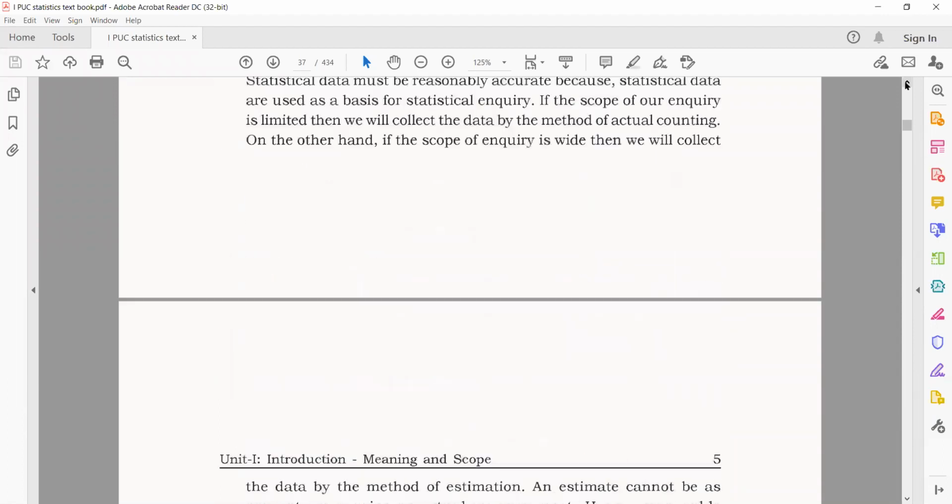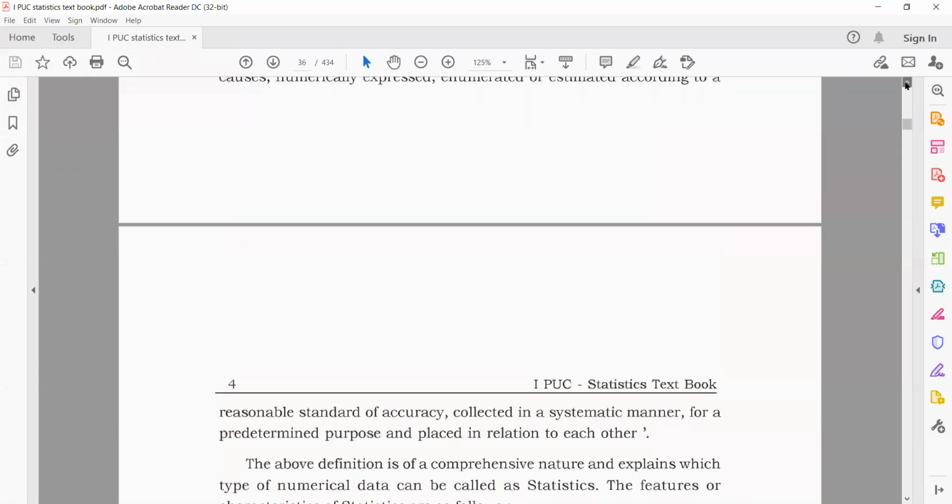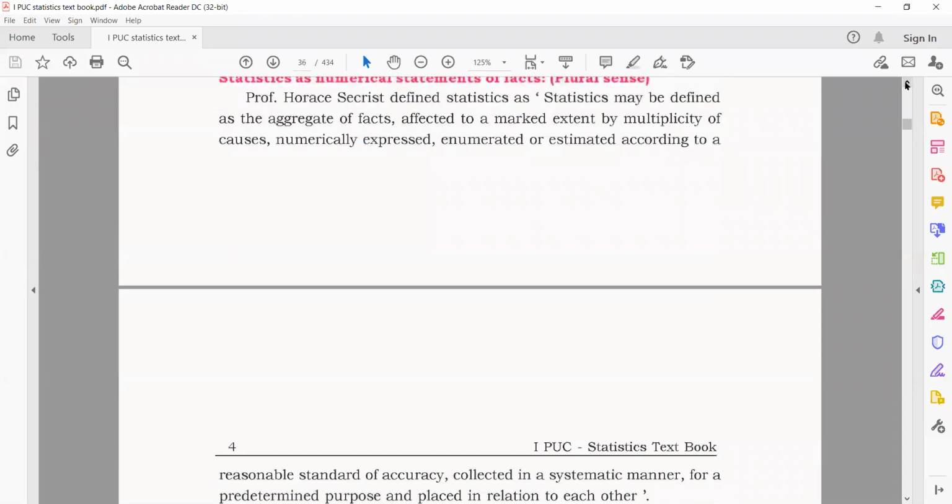I'll just take you through the entire definition one more time. You can have a look into this. It is an aggregate of facts affected to a marked extent by multiplicity of causes, numerically expressed, enumerated, or estimated according to reasonable standards of accuracy, collected in a systematic manner for a predetermined purpose, and placed in relation to each other.